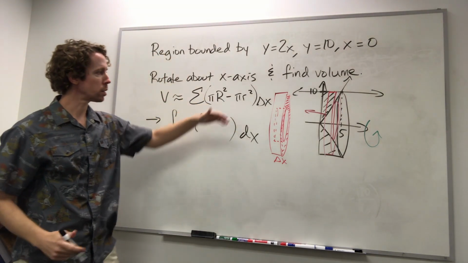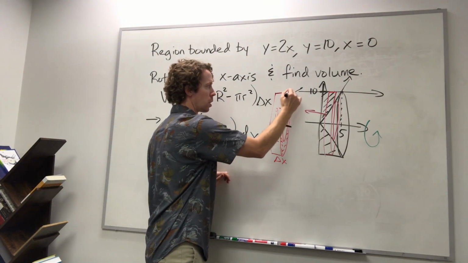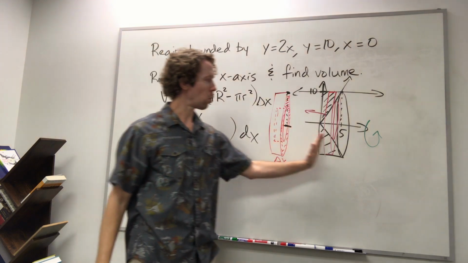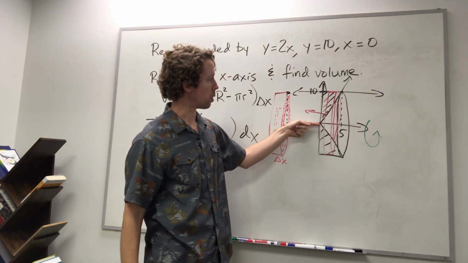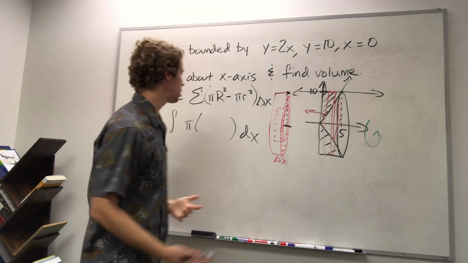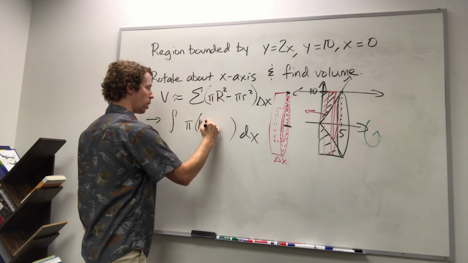The big radius is the distance from this center all the way up to the top point. And no matter what my slice is that I'm looking at, that distance is always going from here up to 10, so it's 10. So big R squared is 100.